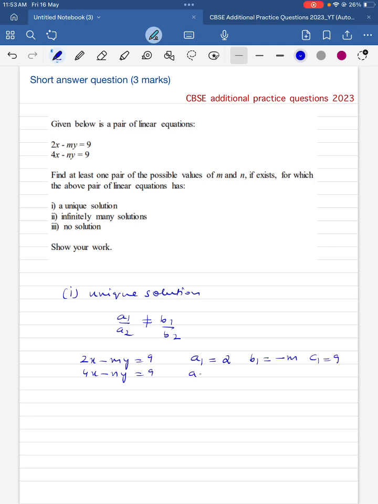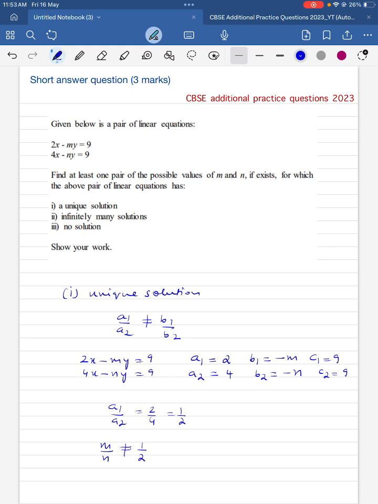a2 is the coefficient of the x term in the second equation, b2 is the coefficient of the y term in the second equation, and c2 is the constant term. Now for a unique solution, a1 by a2 should not be equal to b1 by b2. We know that a1 by a2 is 2 by 4, which is 1 by 2. So we should find values such that m by n should not be equal to 1 by 2.